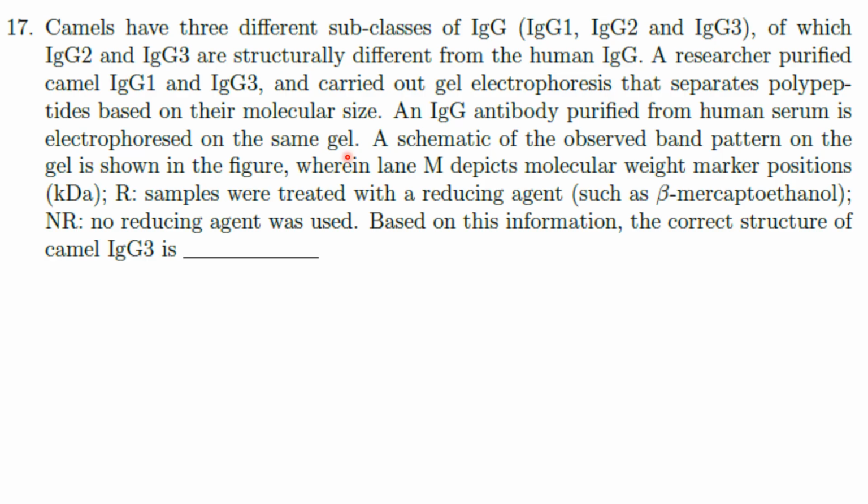R means the samples are treated with reducing agent, that is beta-mercaptoethanol, and this beta-mercaptoethanol has a property that it will dissolve the disulfide bonds that hold the polypeptide chains. NR, non-reducing, was used. That means your disulfide bonds are intact in NR. Based on this information, what is the correct structure of camel IgG3?